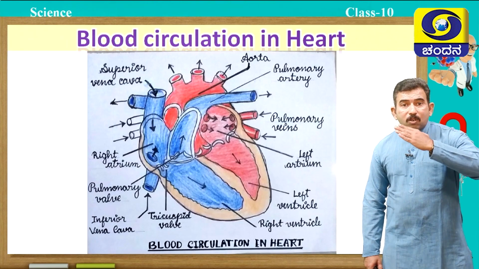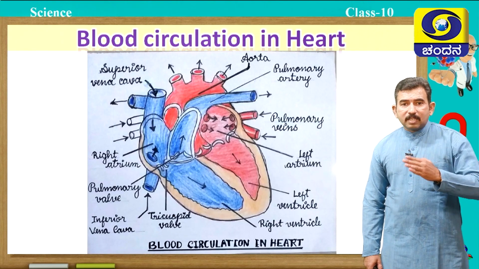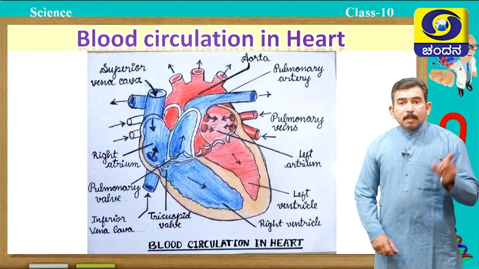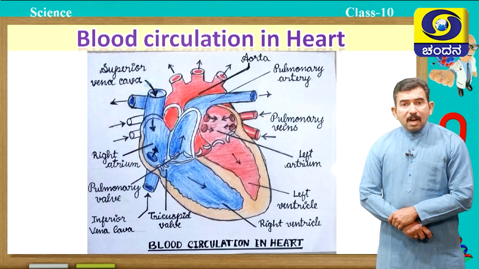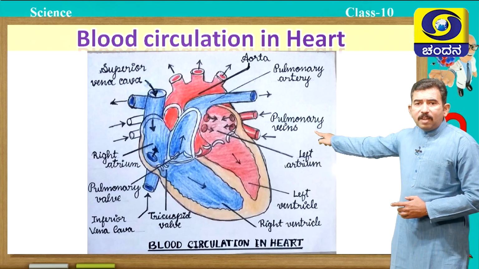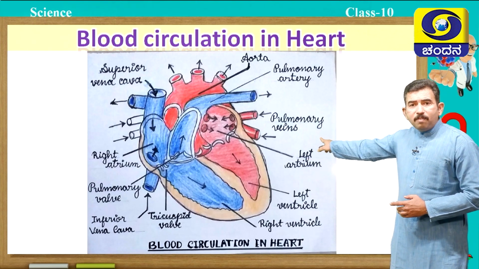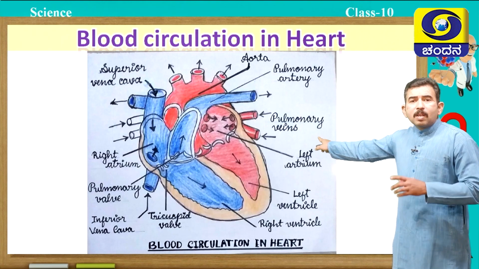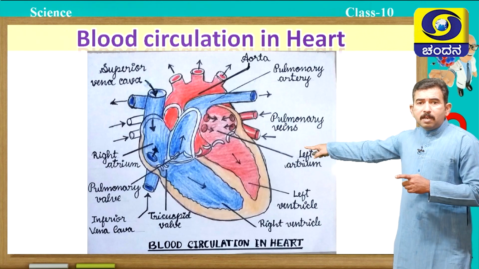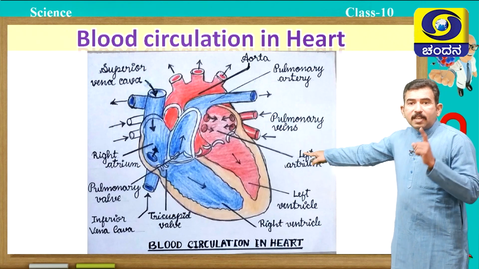Upper chambers are called atria and lower chambers are called ventricles. Now let us discuss the blood circulation in the heart. Students, you can see here the pulmonary vein. This pulmonary vein brings the oxygenated blood and pours this oxygenated blood into the left atrium.